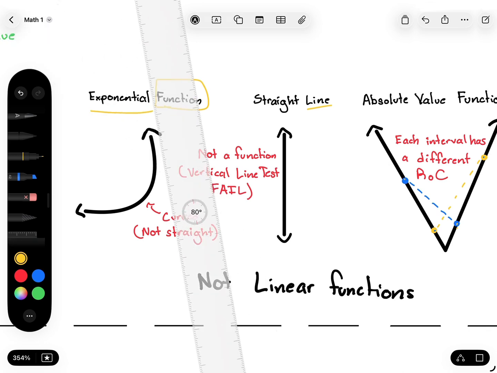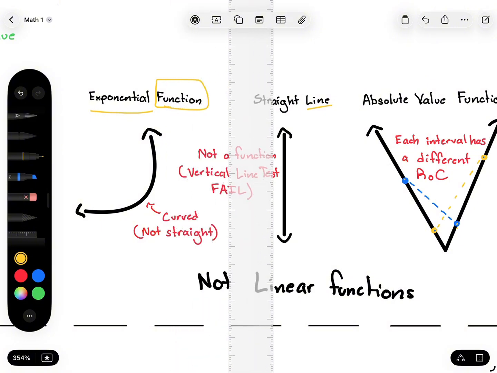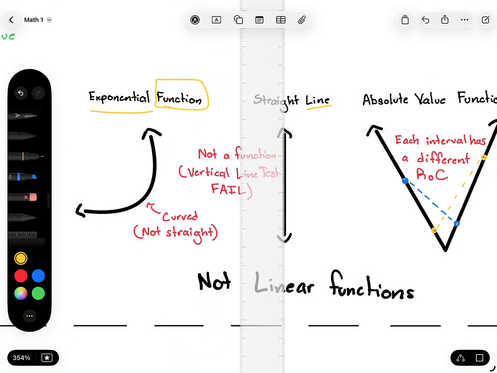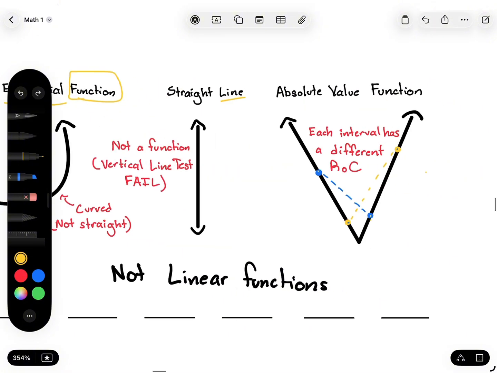So I'm going to go ahead and do the vertical line test. If you don't know what the vertical line test is, I strongly suggest you check out my video about identifying functions. But doing the vertical line test, as you can see, the black touches our straight line in more than one place. So that's why this is not a linear function. In fact, this is not a function at all. It's just a line.